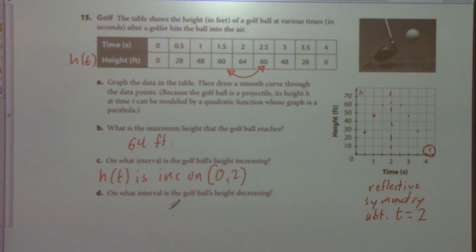On what interval is the ball's height decreasing? Well, h of t is decreasing on the interval, I heard Jaden or somebody say it, 2 to 4, right? Is that right? Okay. Questions on this one? I like the symmetry here. You could put a dotted line in between those if you wanted to, but we'll just go on here.